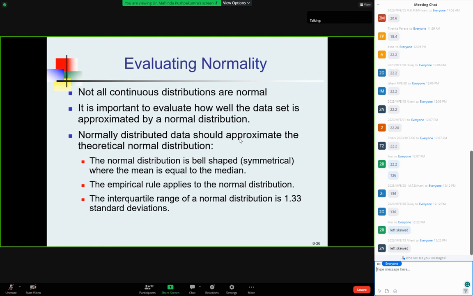But there may be some slight difference. We can't expect a 100% normal distribution. We can say it is approximate to the normal distribution. In the mean and median there may be a slight difference, in the empirical rule also a slight difference, and the interquartile range also a slight difference. But you can say then it is approximate to a normal distribution. You can't expect a 100% normal distribution. You can have a distribution approximate to the normal distribution.